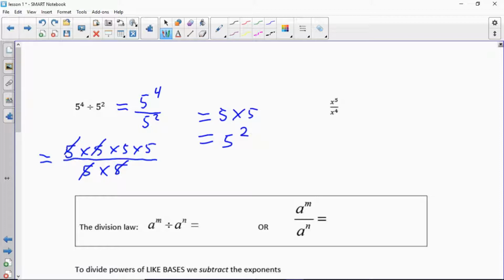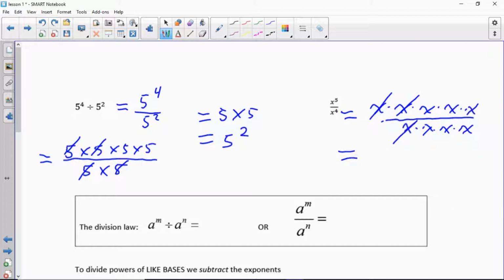Let's do the same thing again with the x's here. In the numerator I have 5 x's: 1, 2, 3, 4, 5. And in the denominator I have 4 of them. If I divide x's the same way I did in the other example, I'll divide an x here and an x here, an x here and an x here. You can see they're dividing out.